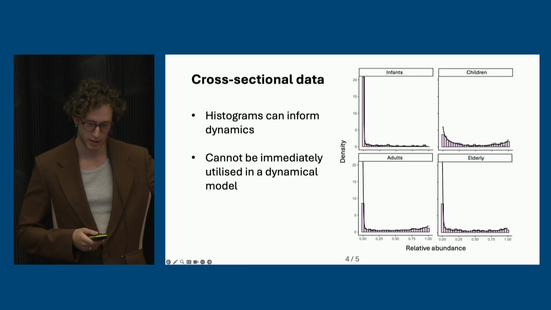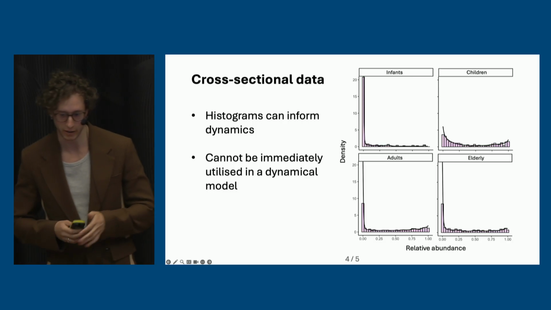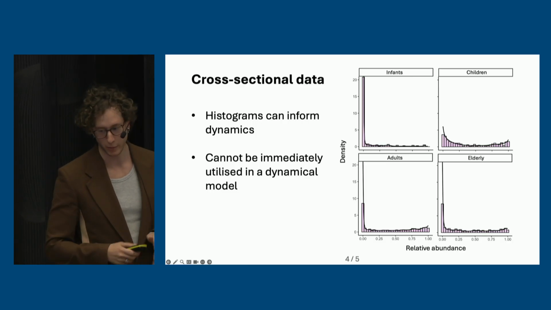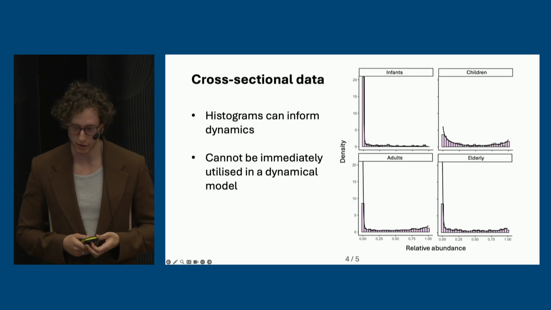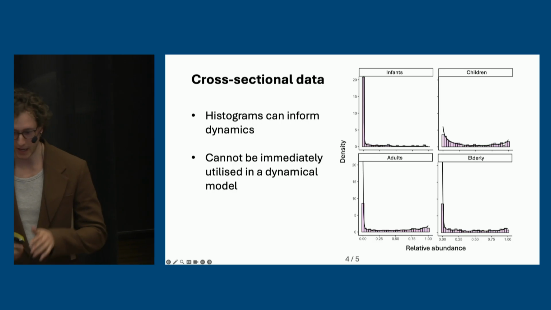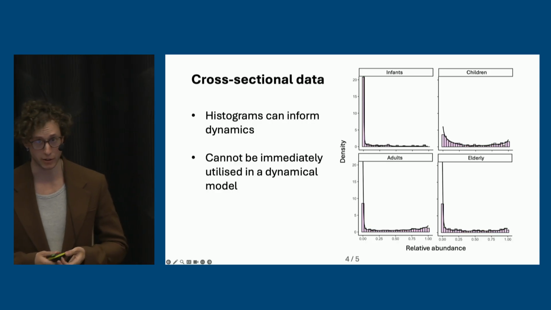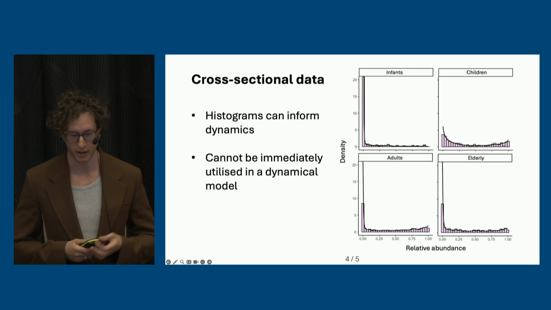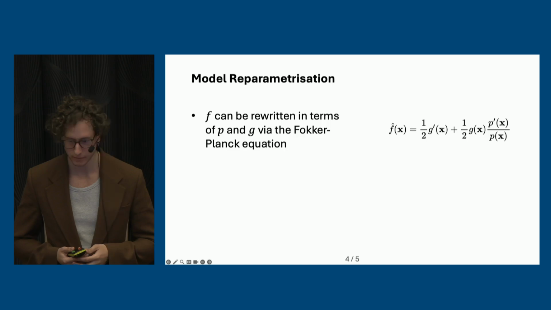In infants, we have very low abundance, and then their microbiomes build up, and we have much higher relative abundance in children, and it changes for adults and the elderly. So it's really useful. There's information that we can extract from these stationary densities and build into the model.